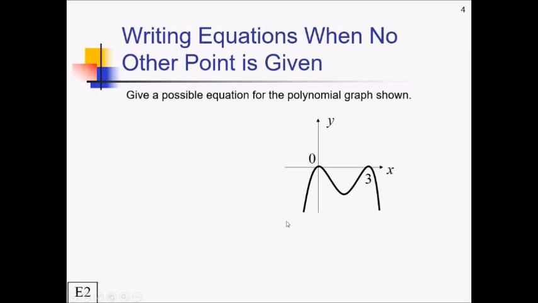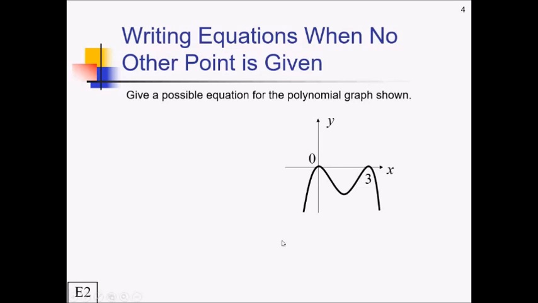Here's another example for you to try, giving a possible equation for this graph. So pause the video and show as much or as little work as you like. I'm not going to show any work, but I will talk you through it after you've given it a shot on your own. All right, let's see how that went.